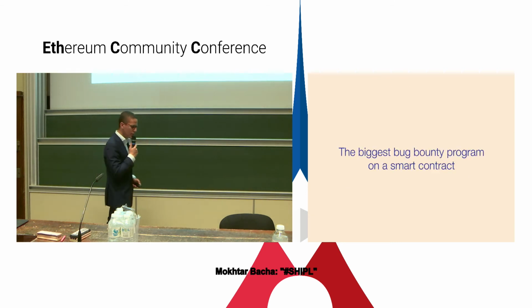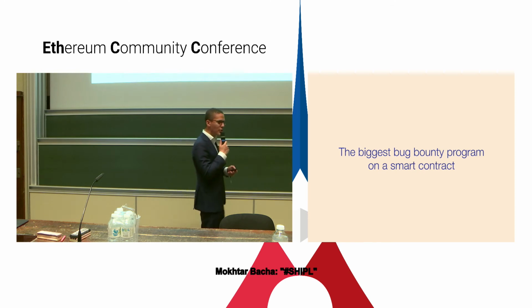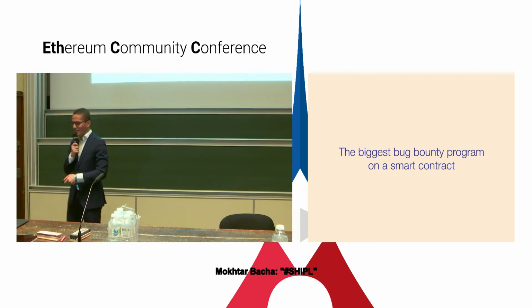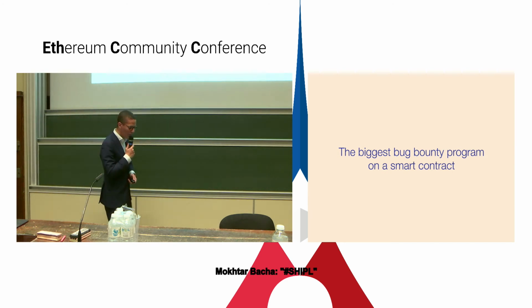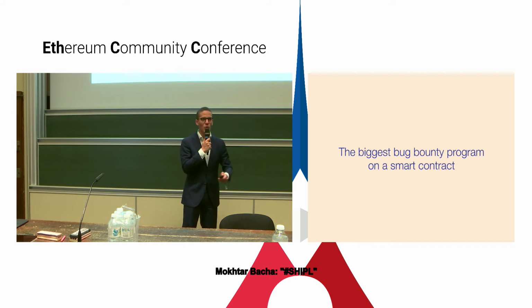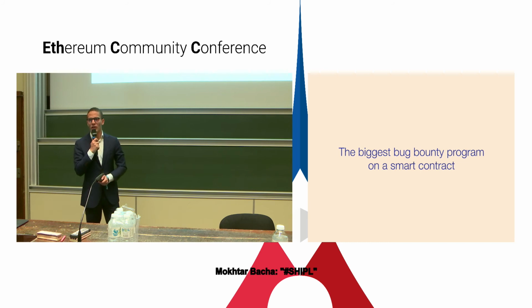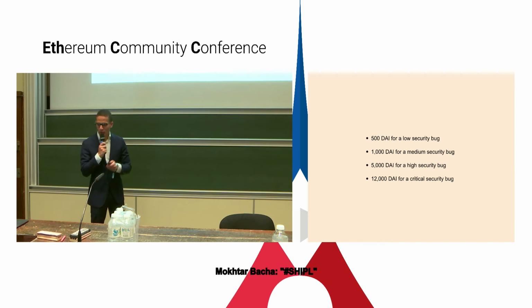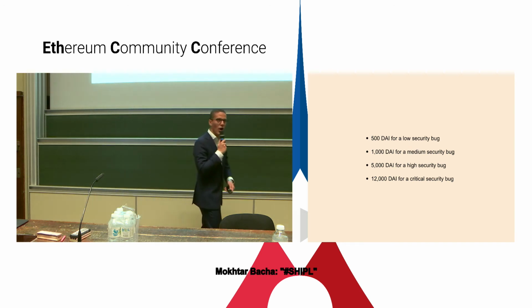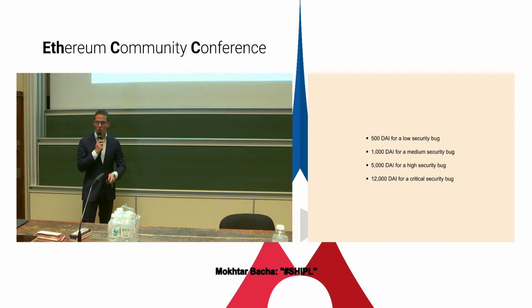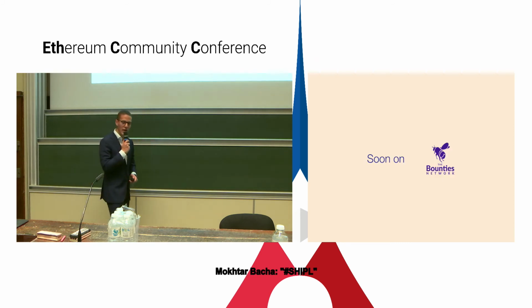And I would like to announce the biggest bug bounty program on a smart contract. After all these very good, very cool announcements, I think it's a good way to finish this presentation, this talk. And so we are going to announce 85,000 DAI in bounties on a smart contract. 5,000 DAI for a low security bug, up to 12,000 DAI for a critical security bug. And all this is going to be available very soon on bounties.network.